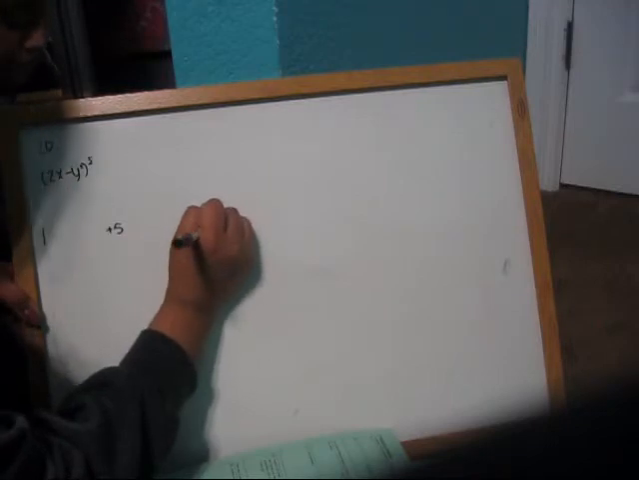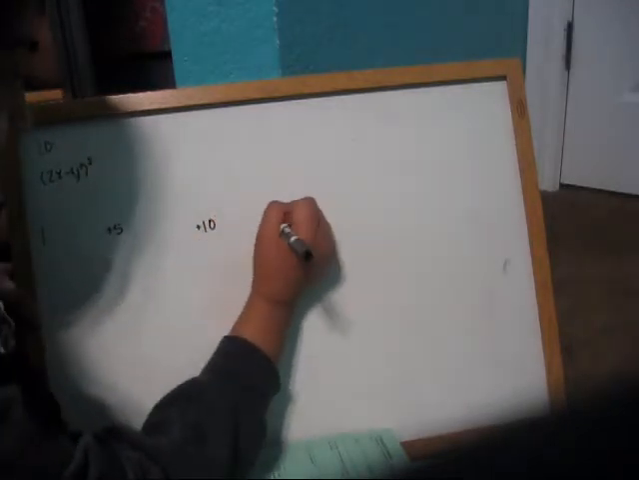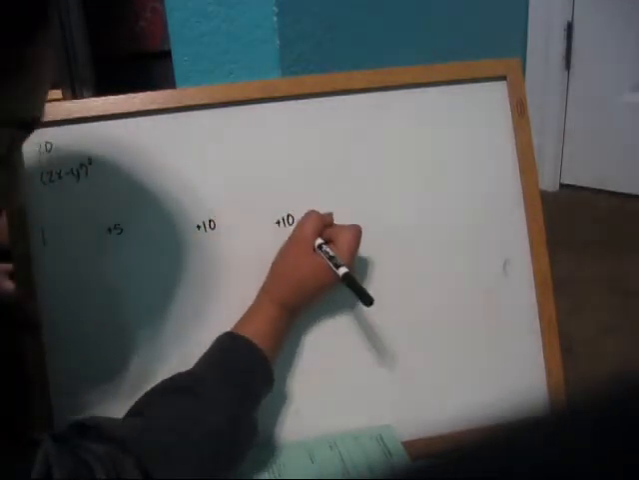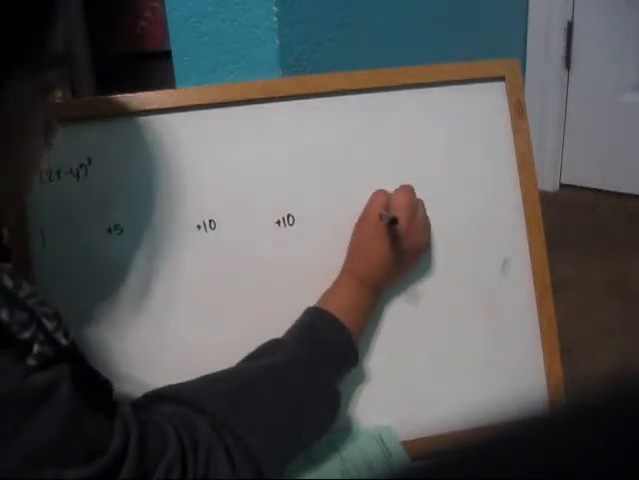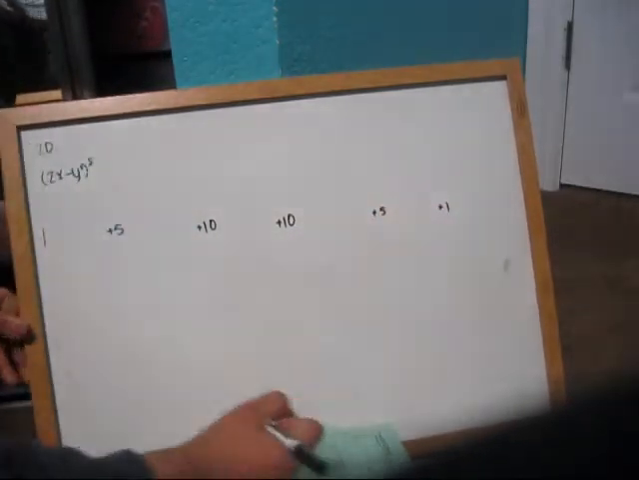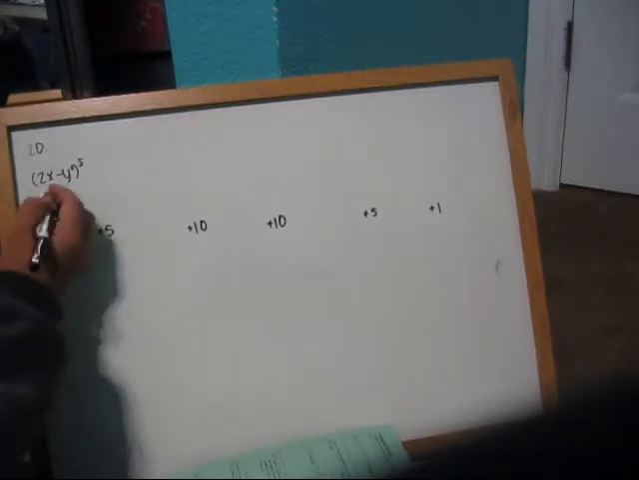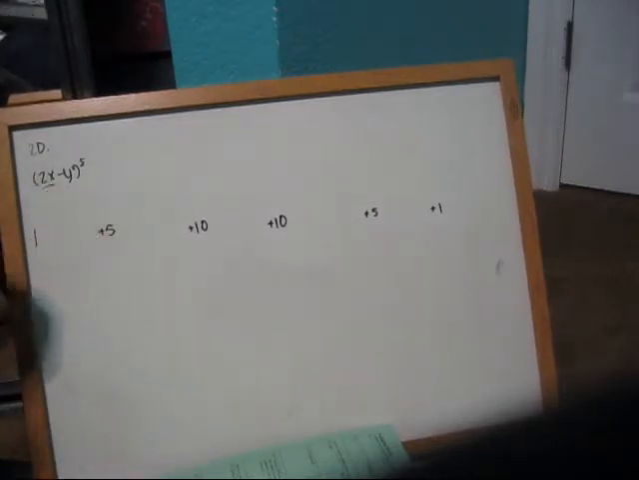So your little pattern recognition step, it's going to be 1 plus 5 plus 10 plus 10 plus 5 plus 1. Okay, so now you go with all your a values.